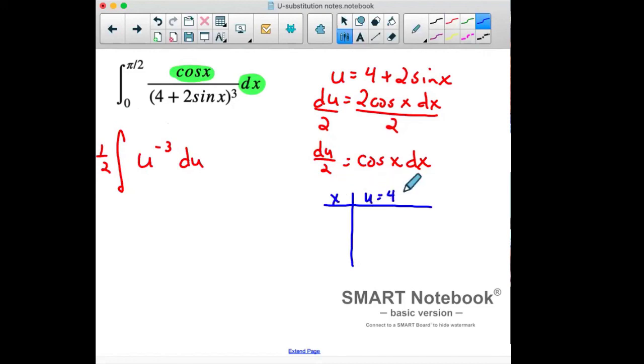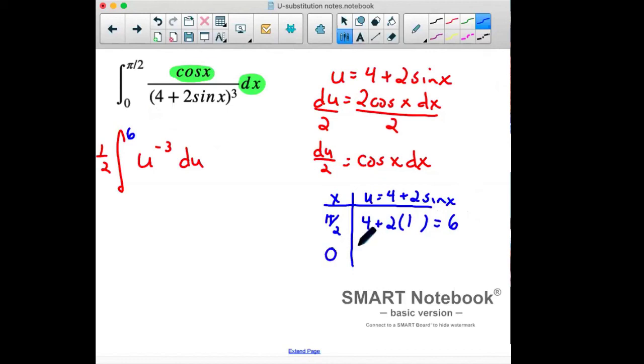U is 4 plus 2 sine of x. Upper limit was pi over 2. So 4 plus 2 sine of pi over 2. What is the sine of pi over 2? That's also 1. Yeah. So that gives us a 6. So my new upper limit is 6.